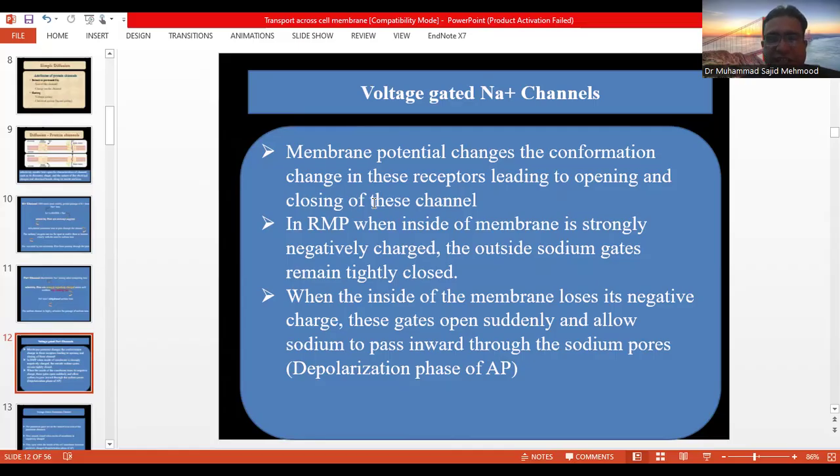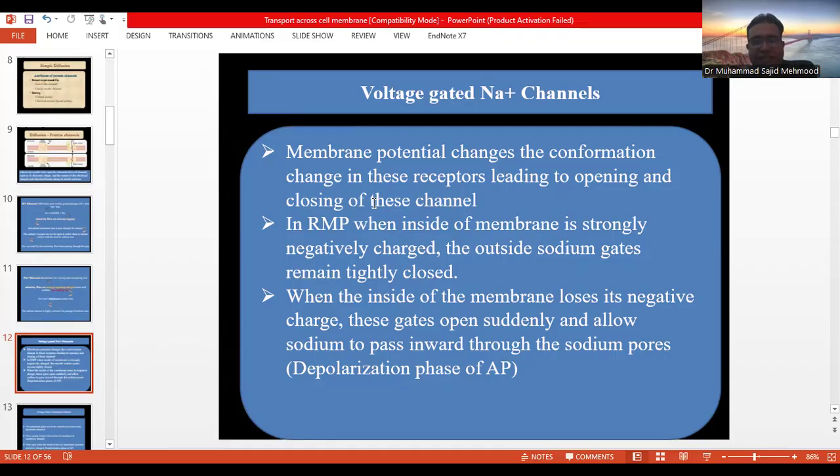इसी तरह जो ये वोल्टेज गेटेड चैनल्स हैं इनमें जब वोल्टेज चेंज आती है in the extracellular fluid and the intracellular fluid, this voltage change causes the opening or the closure of the channels, and substances can pass from the extracellular fluid into the intracellular fluid or vice versa.